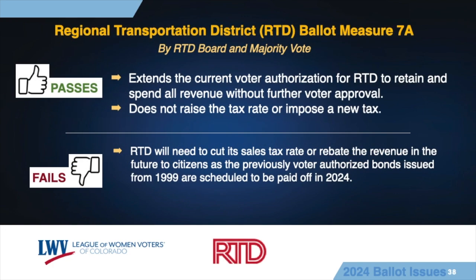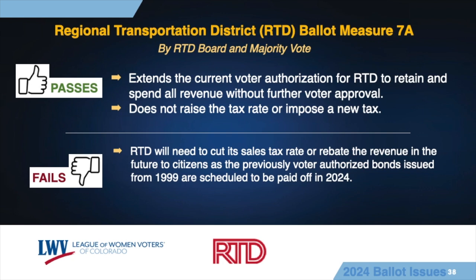There's one more ballot measure that may appear on your ballot. It's for the Regional Transportation District, RTD, Ballot Measure 7A. In addition to the 14 statewide ballot issues, many will have the RTD 7A ballot issue on their ballot. If you reside in one of the 8 counties, including all of Boulder, Broomfield, Denver, and Jefferson counties, part of Adams, Arapahoe, and Douglas counties, and a small portion of Weld, you will be asked to vote on this measure.